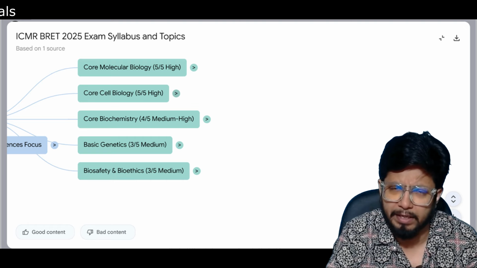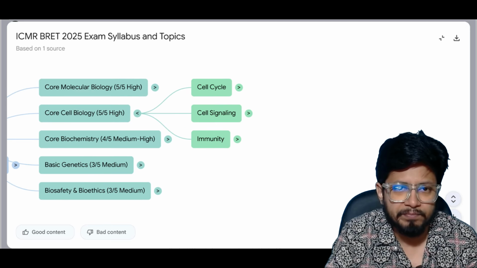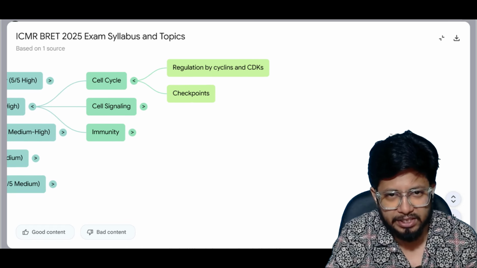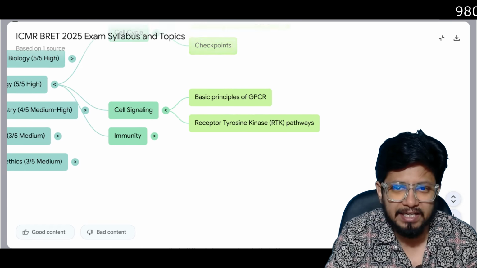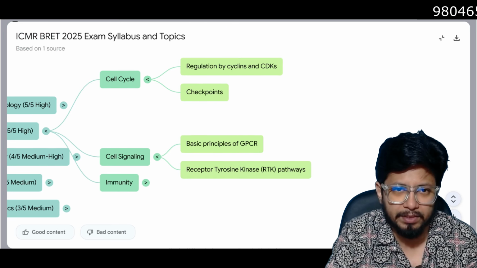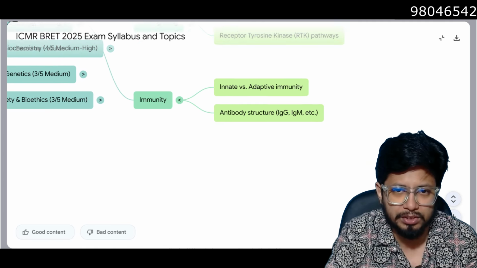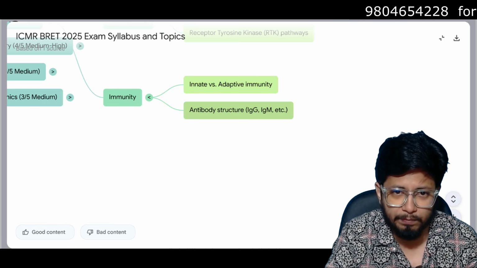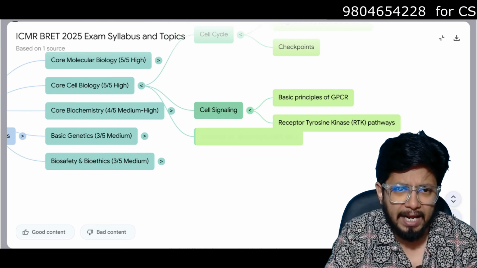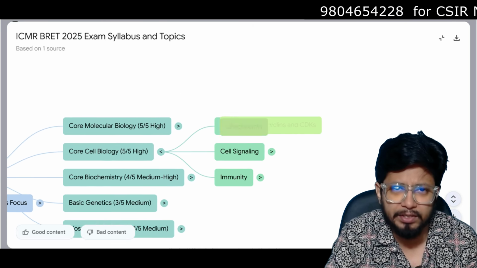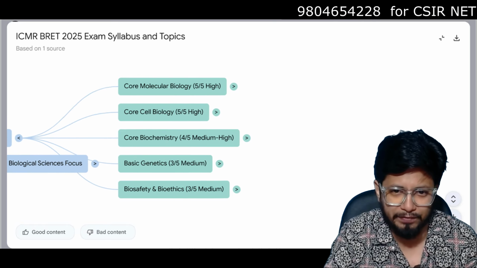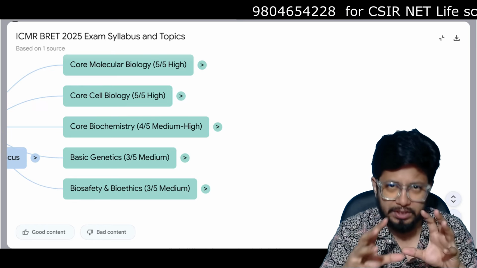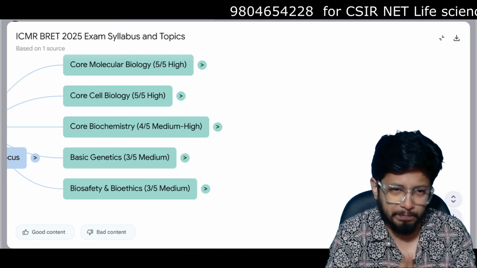Again, 5 out of 5, very, very important. Cell biology concepts like the cell cycle and cell cycle regulation, cell cycle checkpoints, cyclins, CDKs, cell signaling like GPCR signaling and receptor tyrosine kinase signaling, and also questions related to immunity: innate immunity, adaptive immunity, innate versus adaptive immunity, antibody structures and immune responses, the different interleukins. Anything related to immunology is very, very important. 5 out of 5. So core cell biology and molecular biology are the most important from section B.